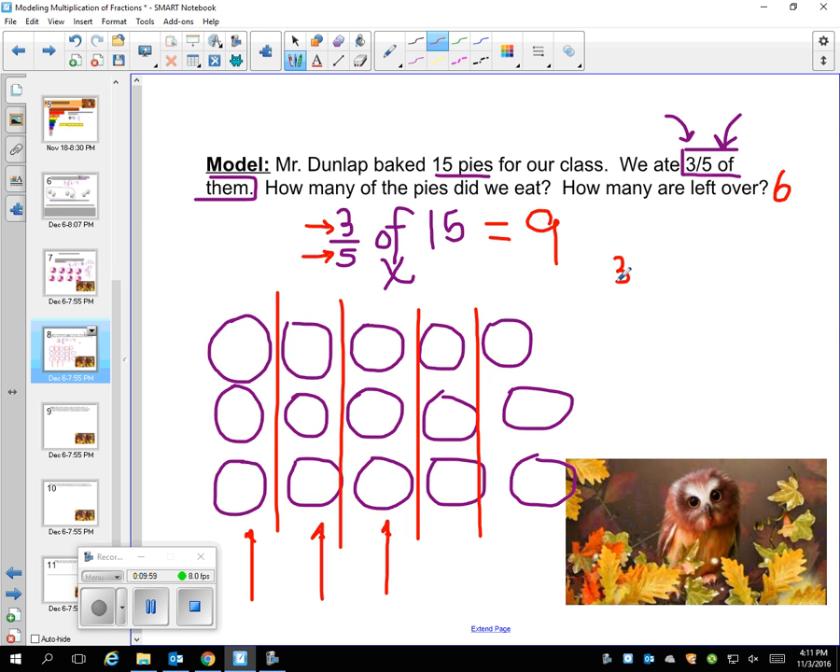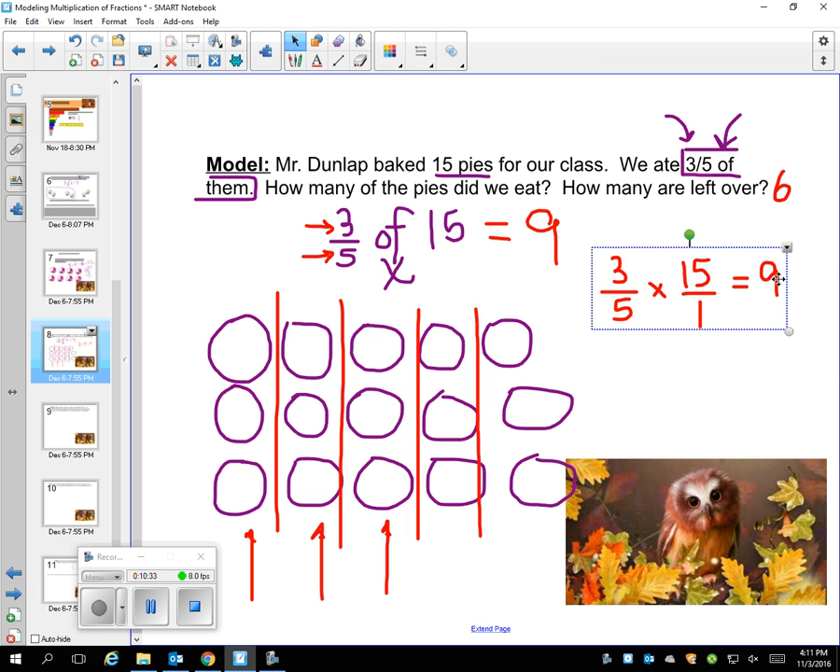So I'm going to write this out as a multiplication problem here. 3/5 times 15 equals 9. 15 is a whole number, and to write it as a fraction, I'm just going to put it over 1. 15 wholes. That's what that is, 15 wholes. And so you can kind of see maybe where this is leading us to. 3 times 15. Let me scoot my 9 over. Now this I'm just showing you. Tomorrow is actually where we're going to be really looking at how to do it with numbers.